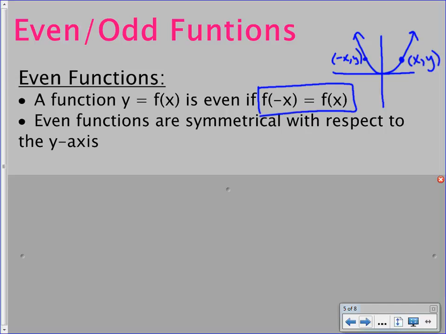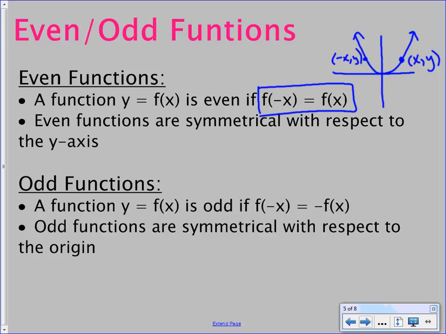You will have to identify even and odd functions graphically and algebraically. An odd function is going to have symmetry with respect to the origin, and we are going to prove it algebraically this way.